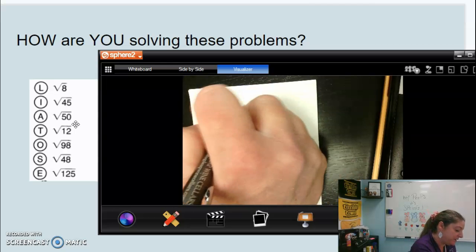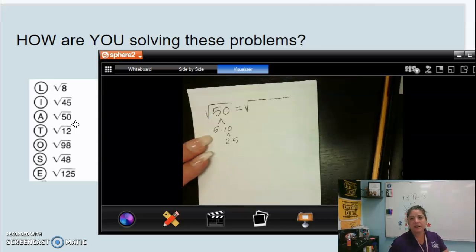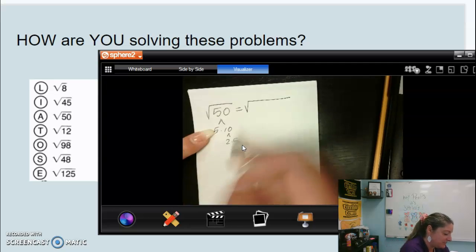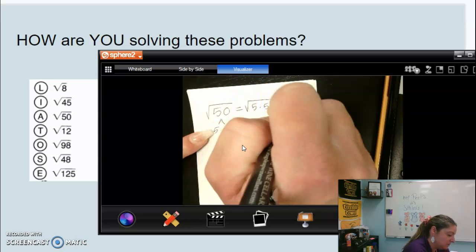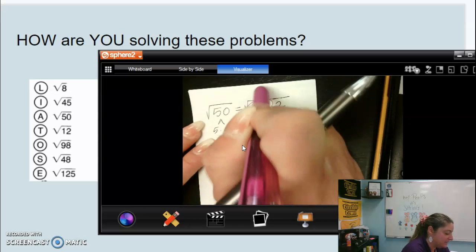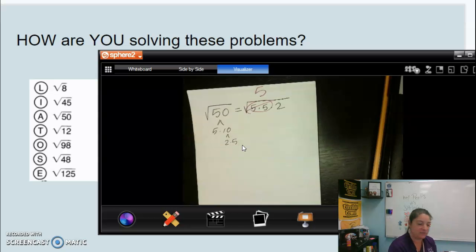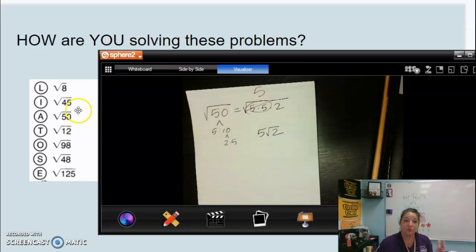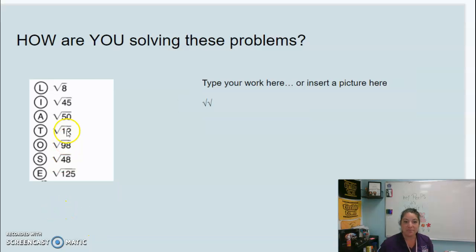So the square root of 50, depending on what your factor tree looks like, the only thing that I do want to say, and I did this on purpose, but you definitely want to put the numbers that are the same together. So I'm going to put the 5s together. So 5, 5, and 2. Okay? Again, 5 times 5 is 25. The square root of 25 is 5. So this final answer is 5 root 2. You're going to go ahead and finish up T, O, S, and E on your own. Okay?